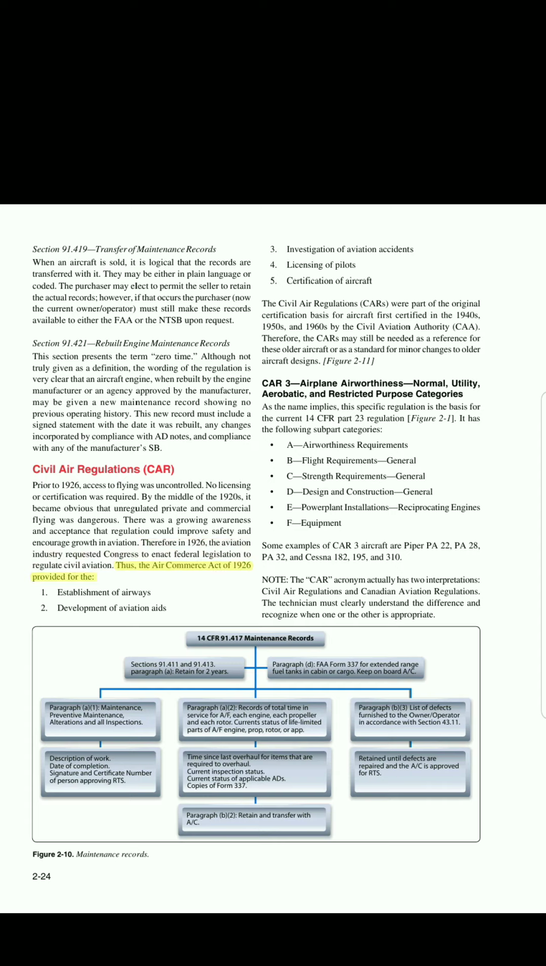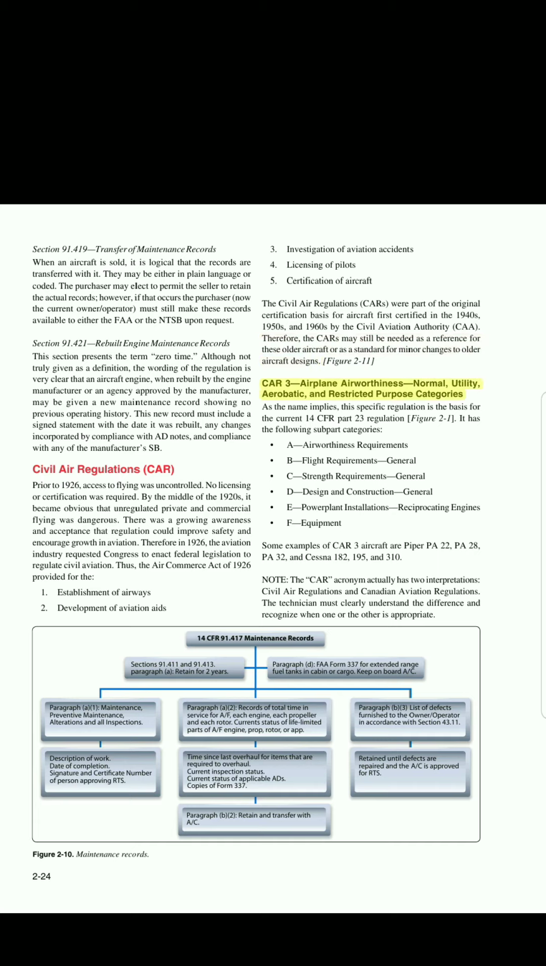Thus, the Air Commerce Act of 1926 provided for: 1. Establishment of airways. 2. Development of aviation aids. 4. Licensing of pilots. 5. Certification of aircraft. The Civil Air Regulations, CARs, were part of the original certification basis for aircraft first certified in the 1940s, 1950s, and 1960s by the Civil Aviation Authority, CAA. Therefore, the CARs may still be needed as a reference for these older aircraft or as a standard for minor changes to older aircraft designs.